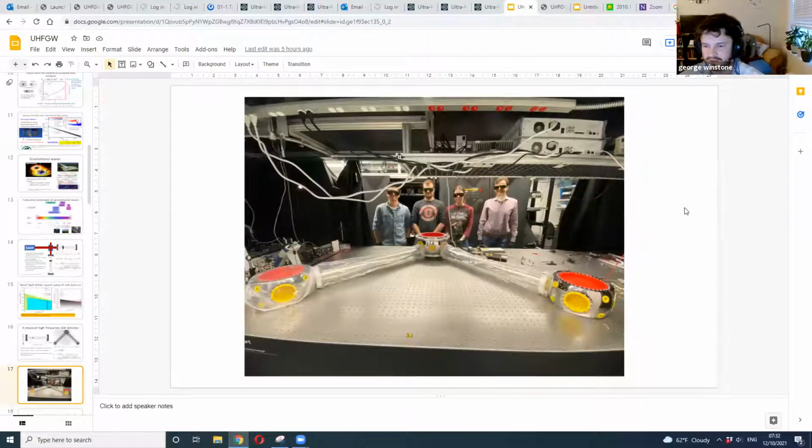Are you guys seeing a picture on this slide? No, it's white. No. Oh, there we go. Okay, hang on, I've gone out of share mode and it started working.